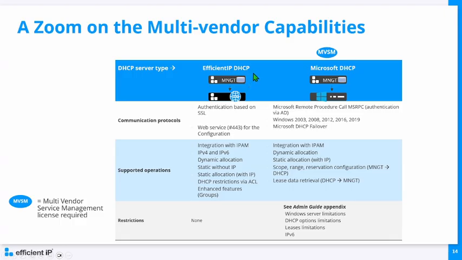Now, as I mentioned, using the management Solid Server, you will be able to manage Efficient IP DHCP server. You also will be able to manage Microsoft DHCP server and other vendors, just that you require an additional license, the multi-vendor service management license. Again, please read the user guide for the restrictions. There are some restrictions if you are using Microsoft DHCP server, where certain things cannot be managed.